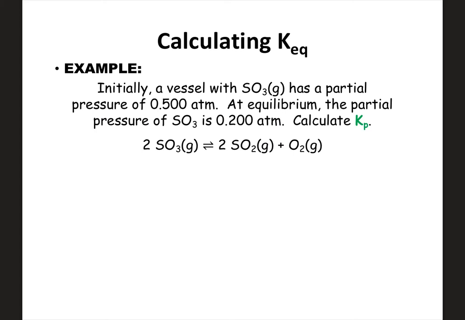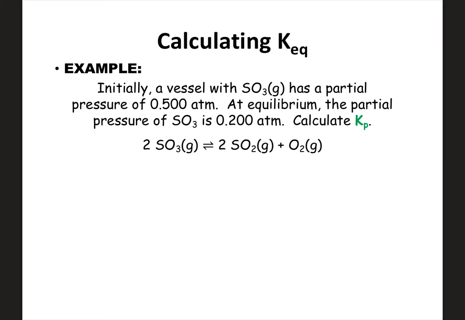This one says initially a vessel with SO3 gas has a partial pressure of 0.500 atms. At equilibrium, the partial pressure of the SO3 is 0.200 atms, and we want to calculate Kp.